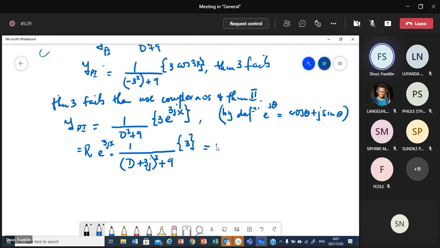Next, we take the real part. Of e to the power 3jx, 1 all over, we work this thing out. It's going to be d squared plus 6dj, plus 3j squared. 3j squared will be minus 9. Minus 9 and 9 is 0. So the 9s cancel, then we're left with a 3 here.